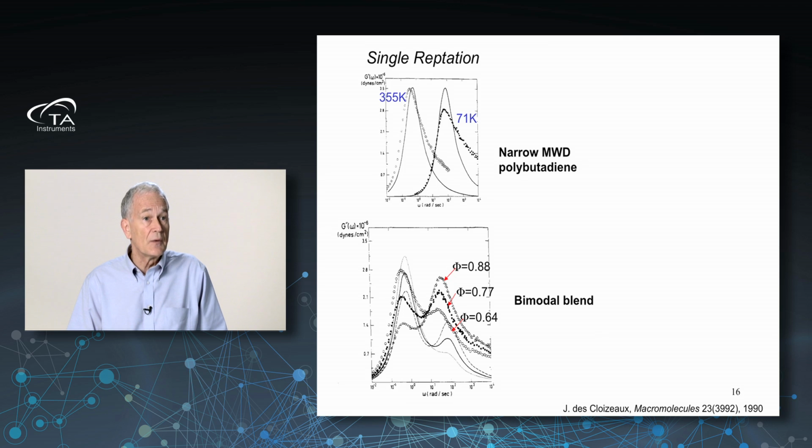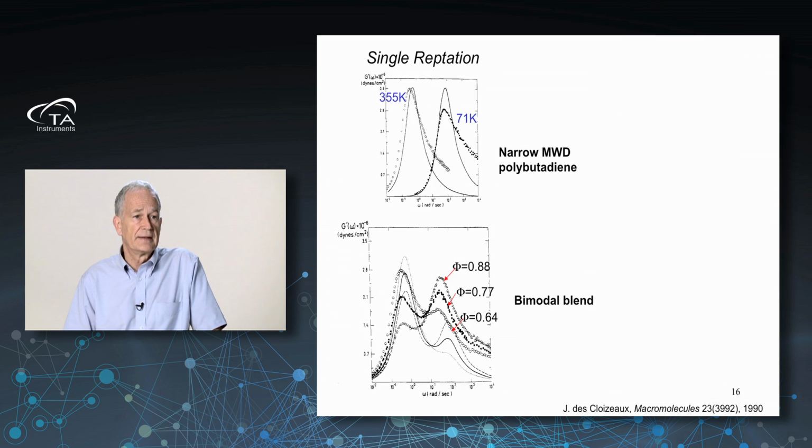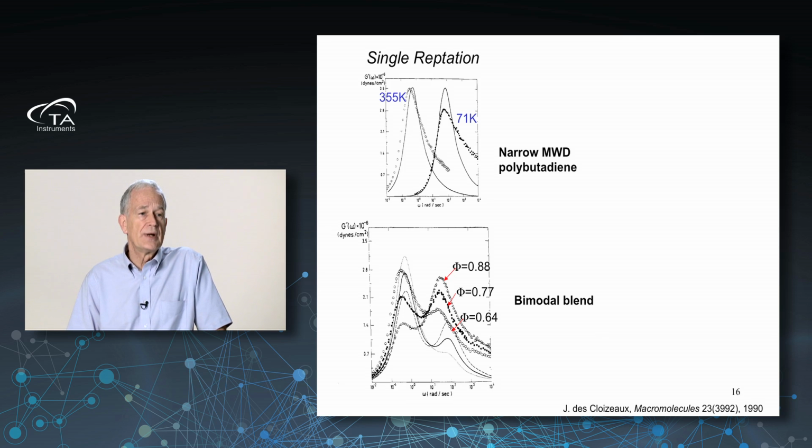There it shows a 71,000 and a 355,000 molecular weight polybutadiene. Now if we blend those two together, we don't get a very good fit. Can you see the solid curves are the fit and the dotted lines are the data? We're really over-predicting the high frequency, or the low molecular weight material.